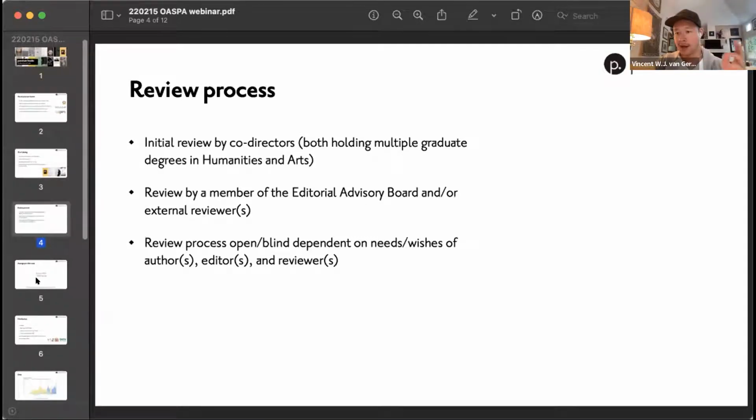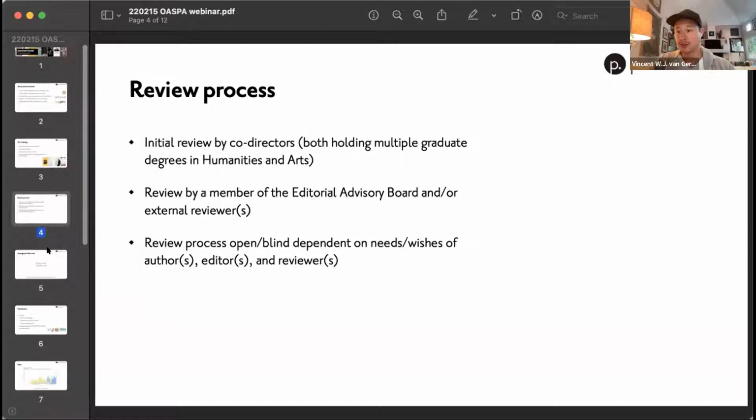It is open or blind, depending on what everybody wants. So it's consensual. And in our experience, the end results are much better because you actually have people collaborating on a book rather than, you know, reviewer two trying to save their own career.